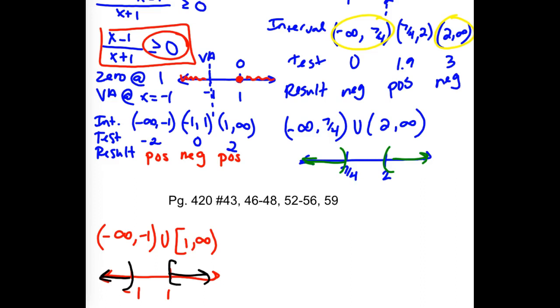All right, so homework today will be section 3.6b. We are on page 420, numbers 43, 46 to 48, 52 to 56, and 59. So you have 10 questions to do.